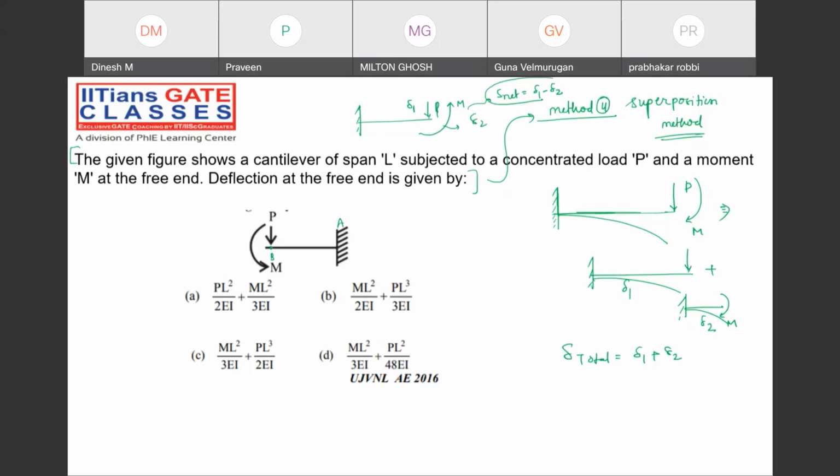So here, because of the point load P, what will be the deflection? Let me call it delta 1. Suppose the length is L. Delta 1 is PL cubed divided by 3EI. And the deflection 2, because of the external moment, will be ML squared divided by 2EI. So what will the total deflection at the free end be?